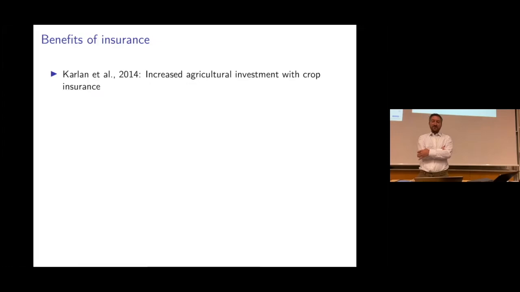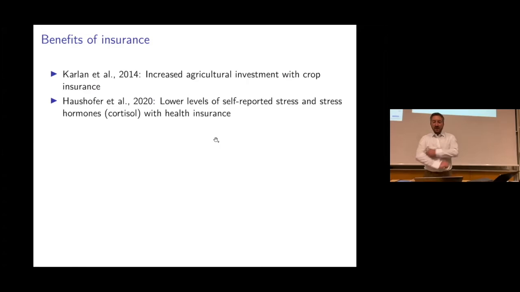So you read the Karlan et al. paper in the QJE from 2014 that shows that with crop insurance, people increase their agriculture investment. So clearly that insurance does good things for them, that allows them to have higher income. And then I did a study a couple of years ago in Nairobi where we give people health insurance. These are informal sector workers, and we give them health insurance for a year. And we find that that doesn't have a lot of economic effects, but it makes them less stressed.